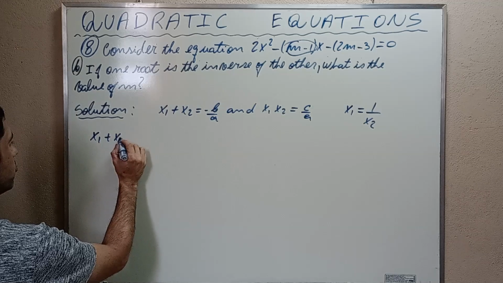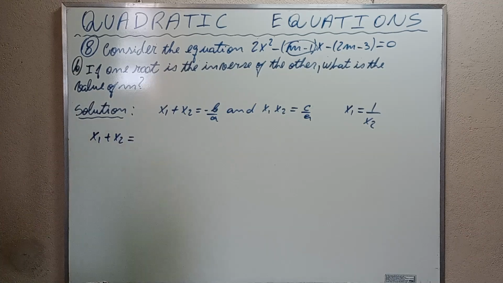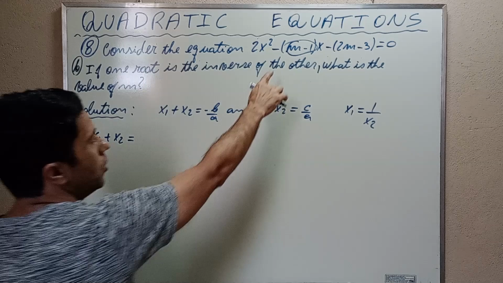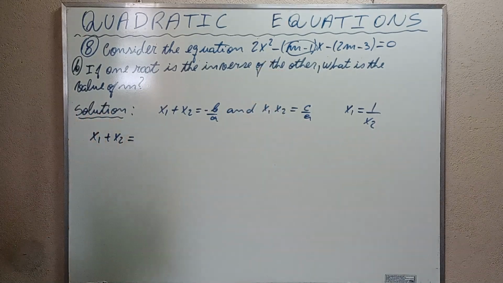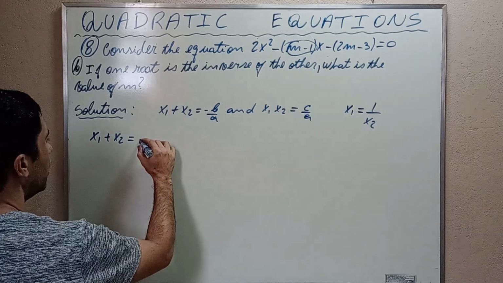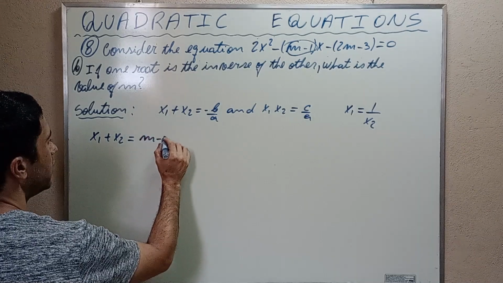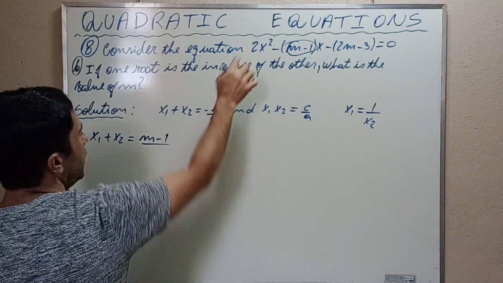x1 plus x2 is equal to, where is b? b is here, as we observed previously, m minus 1 divided by a is 2.